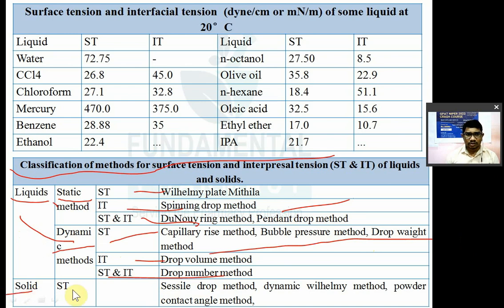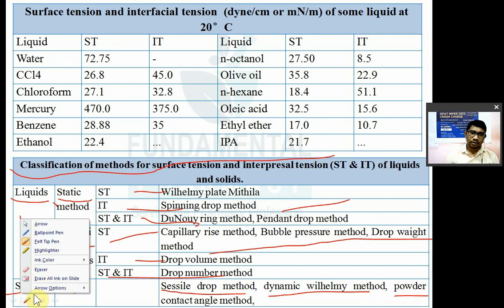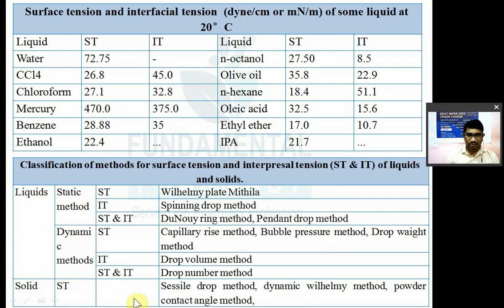Now in case of solid, there is only surface tension, okay. So it can be measured by sessile drop method, dynamic Wilhelmy plate method, okay, powder contact angle method. These are the methods. ये classification आपको बहुत सारे बुक में नहीं दिया है. It is given in the Physical Pharmaceutics 1 by Nirali Prakashan. उसमें डॉक्टर अशोक आचार्य सर का जो बुक है उसमें. So this is new to you.